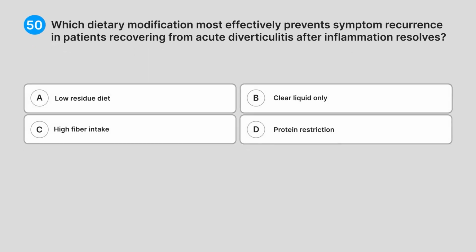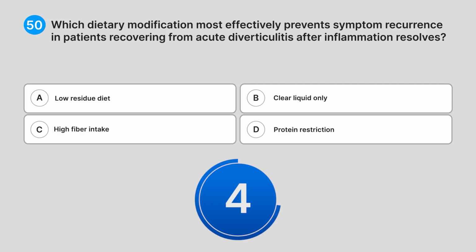50. Which dietary modification most effectively prevents symptom recurrence in patients recovering from acute diverticulitis after inflammation resolves? A. Low residue diet. B. Clear liquid only. C. High fiber intake. D. Protein restriction. Do you know the answer?